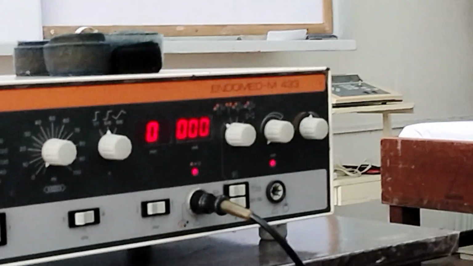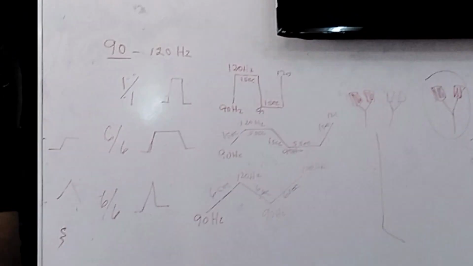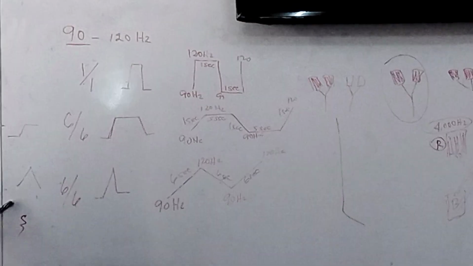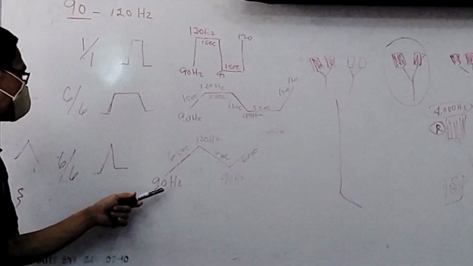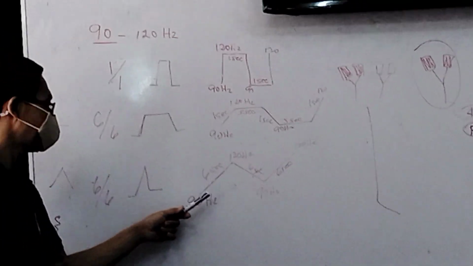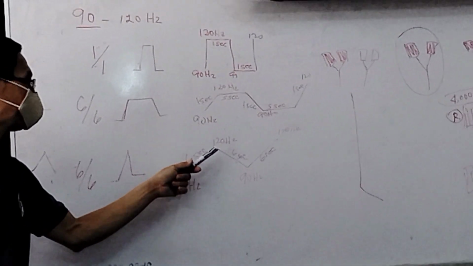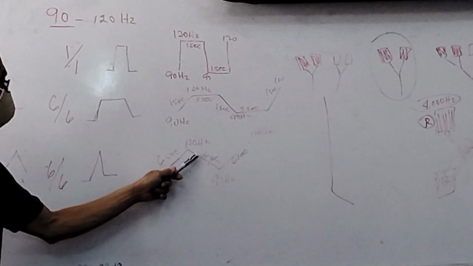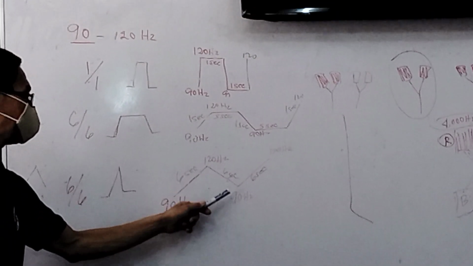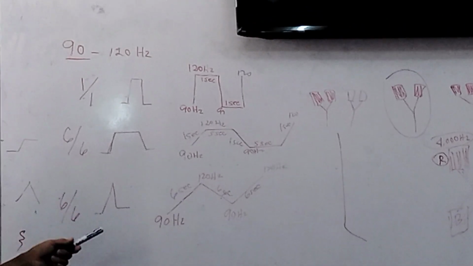Okay, next, on the rightmost, we have 6/6 here. So you have your 6/6 triangular. So here is 6/6 triangular. You have here from 90 Hz, it changes its frequency to 120 Hz for 6 seconds. And from 120 Hz, it further goes back to 90 Hz for another 6 seconds. So that's why it is 6/6.